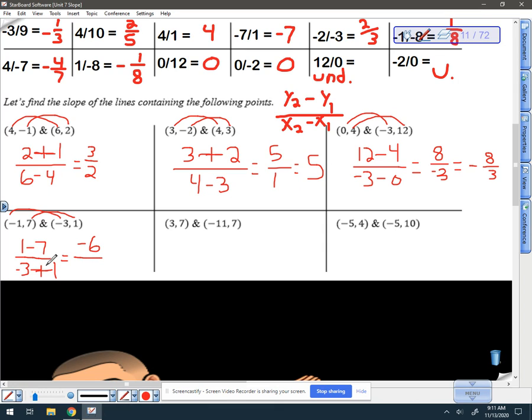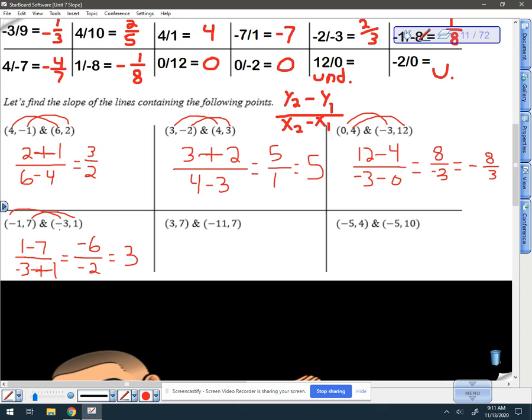When you're dealing with integers and positive and negative numbers, I would always check my answer in the calculator just to make sure you did that correctly. Negative 3 plus 1. If you're at negative 3 and you go up 1, you'll be at negative 2. Be careful with those. Make sure that's what you got. Two negatives make a positive. 6 divided by 2 is 3.